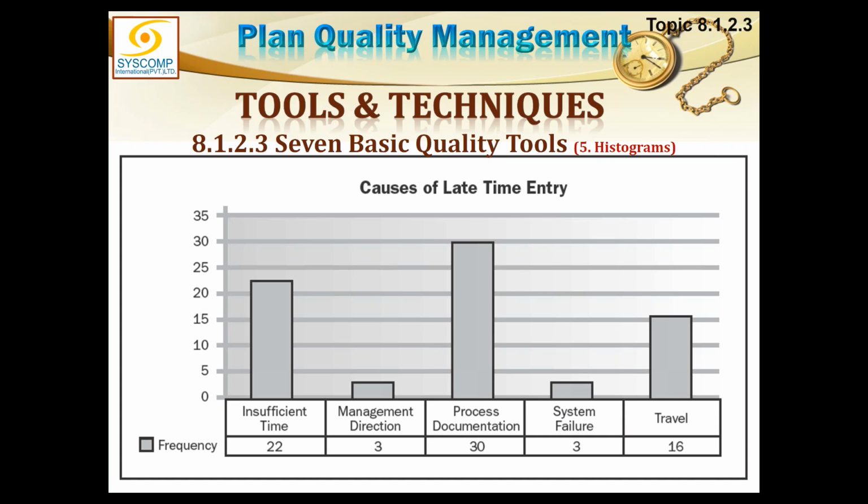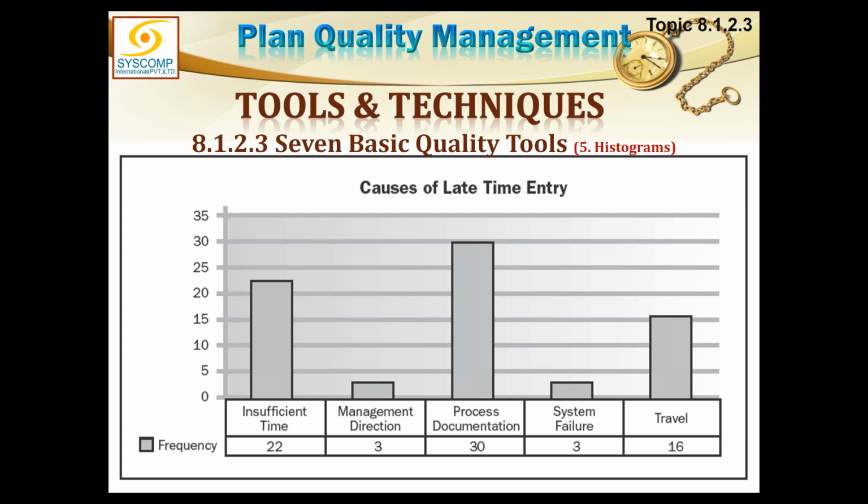We found that there were 22 defects from insufficient time, 3 defects due to management direction, and so on and so forth. If you can somehow create a vertical bar, it will represent the size visually available to see for everyone, and you can easily say that the biggest problem is process documentation. Because if I fix that, 30 defects will go away. So similarly, you can visually see which is the biggest problem.